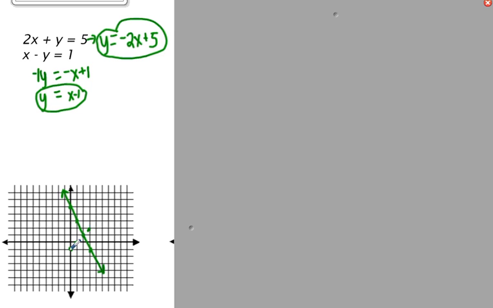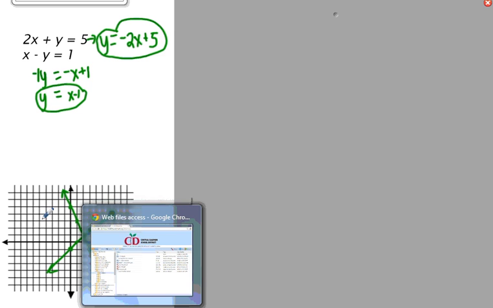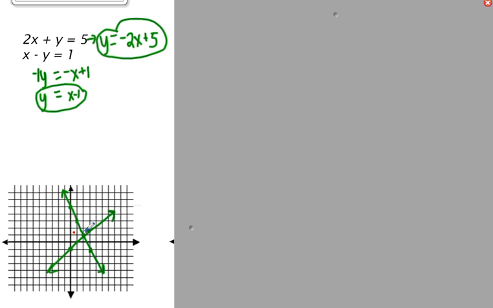And as you're putting your points on your graph, you should see that both of these lines share a common point. The point at which they intersect is going to be the ordered pair 2, 1, which is right here on my graph.